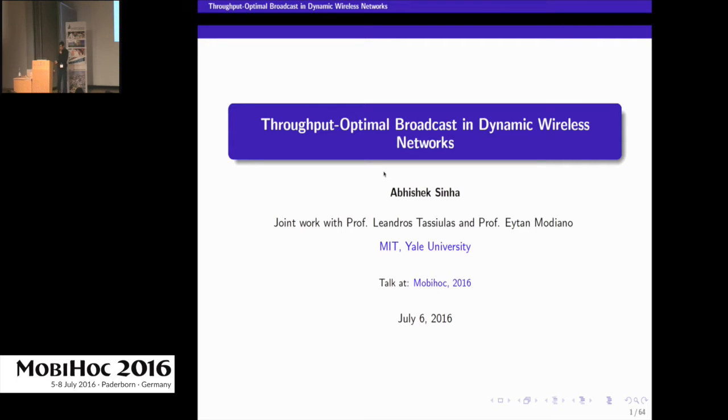So I'm going to present our work, the Throughput-Optimal Broadcast in Dynamic Wireless Networks. First, I'll be focusing on the restricted case called directed acyclic graph. In my next talk, I'll focus on the general problem with general topology.